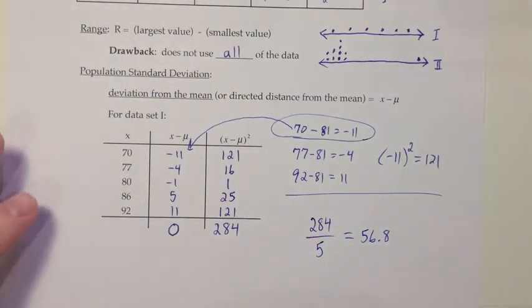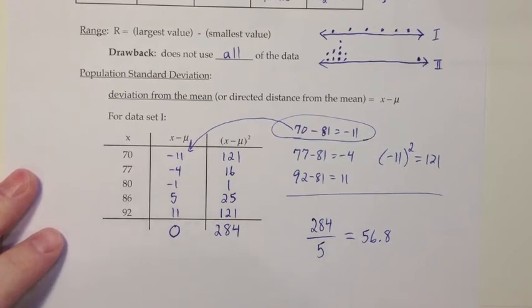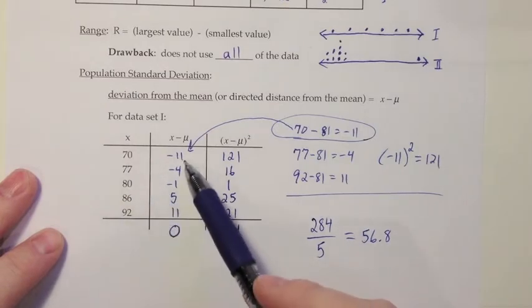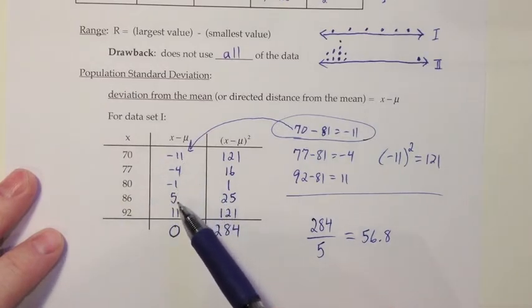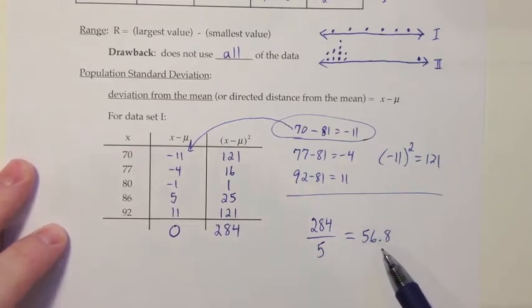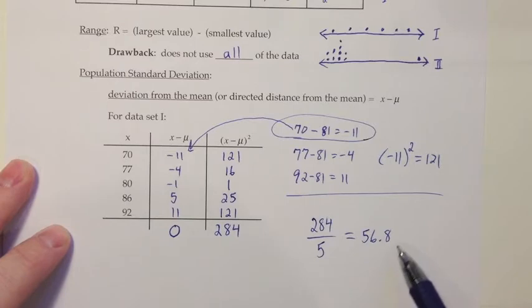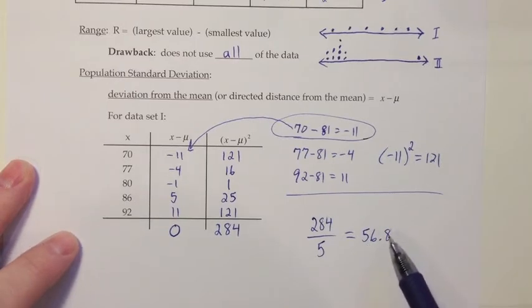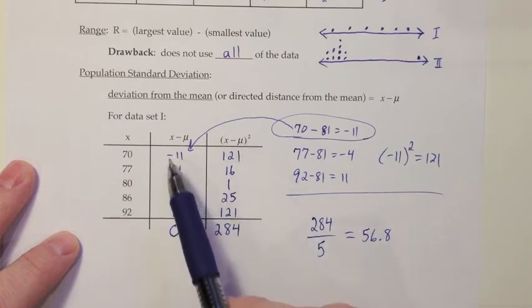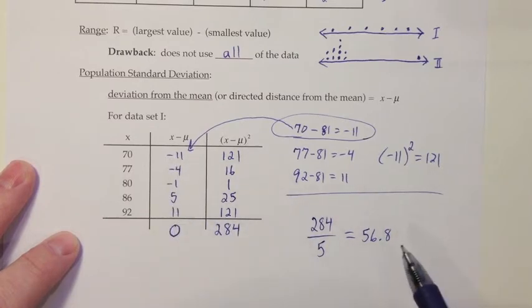But when I think of standard deviation, I think of maybe typical deviation or typical distance away from the mean. And if we look at how far away from the mean these numbers were, they were 11 away, 4 away, 1 away, 5 away, 11 away. None of them were anything close to 56.8 away. So this answer is coming out way too big. And why is that? It's because of the squaring. The squaring did a good thing for us. It got rid of the negatives, but it did a bad thing as well. It made these numbers all a lot bigger.